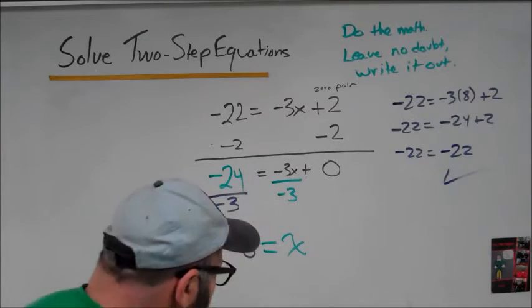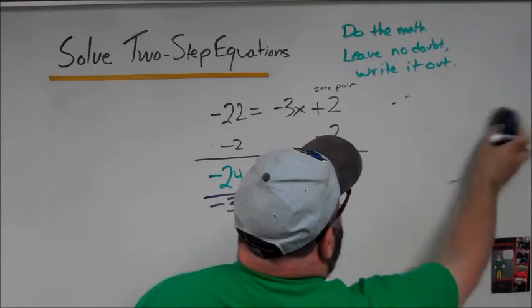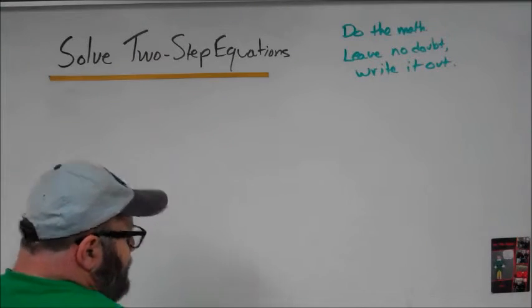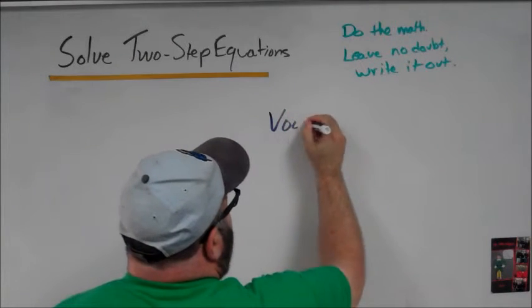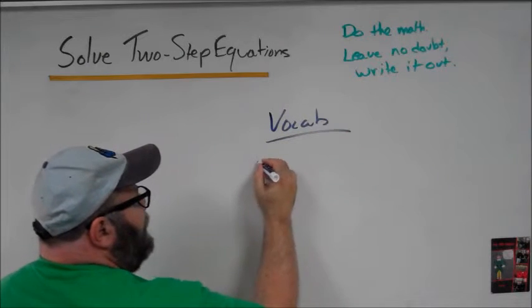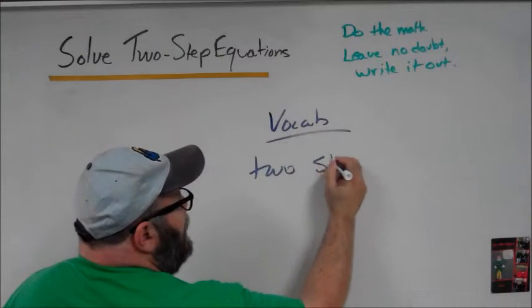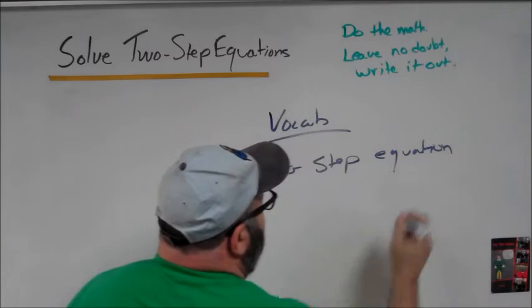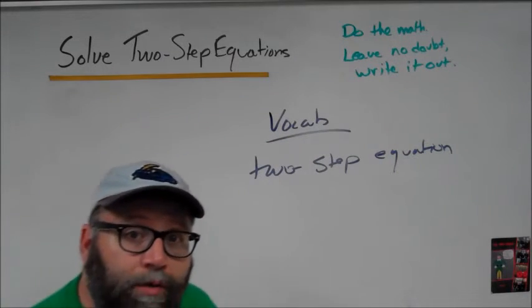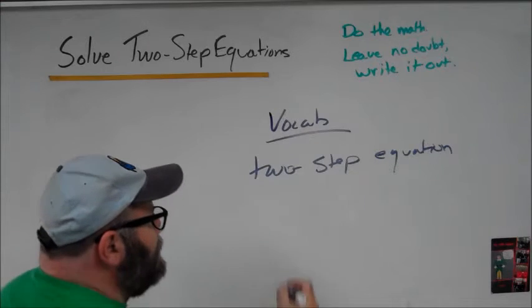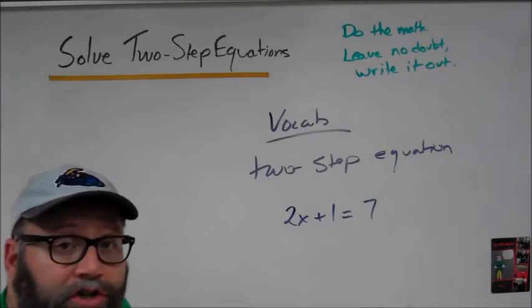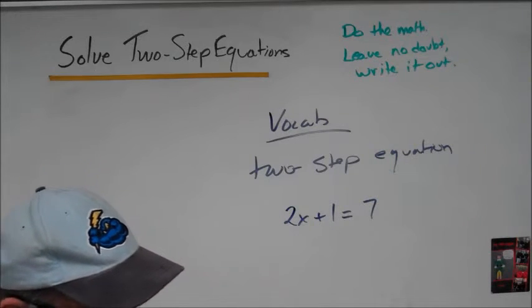Let's go to the vocab real quick. Vocabulary, because there's only one thing, vocab, write it real fast, and that is two-step equation. That's the only thing I got for this one. Two-step equation is an equation with two operations. So if I say 2x plus 1 equals 7, there are two operations happening here. That's why it's 2 steps.